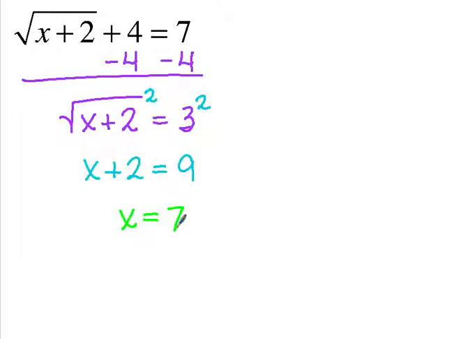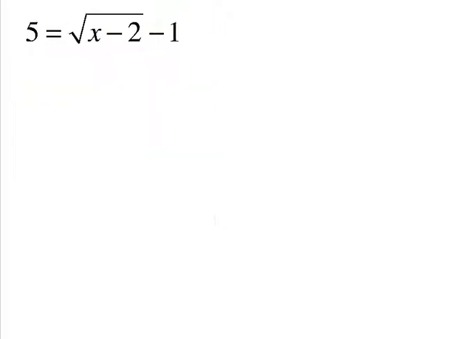Before I can circle this, I do need to check and make sure it works. So I'm going to plug in 7 for x. I have 7 plus 2, which is 9. What's the square root of 9? 3. So does 3 plus 4 equal 7? Yep, so 7 is my answer. Is it always going to be squared? We'll see. We've got a few examples we're going to look at.